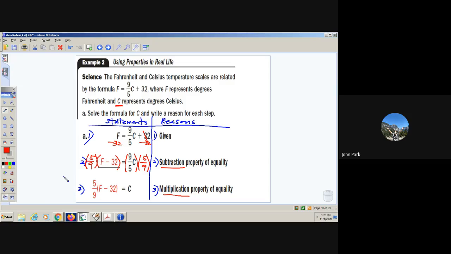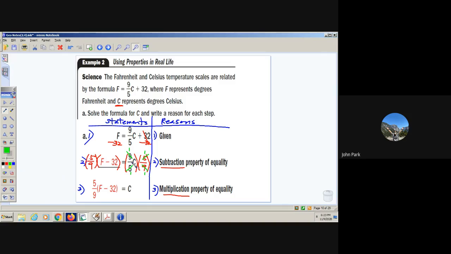So what happens is that the 5 and 5 cross cancels, right? 9 and 9 cross cancels. So technically, when you cross cancel, these are all 1, right? So then you get 1C, which is just C, right? And that's how we were able to get the C by itself. And so that's 5/9 parentheses times F minus 32.